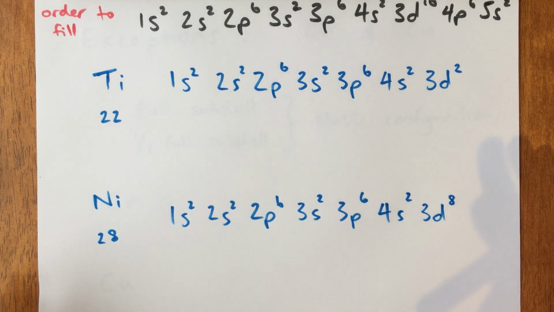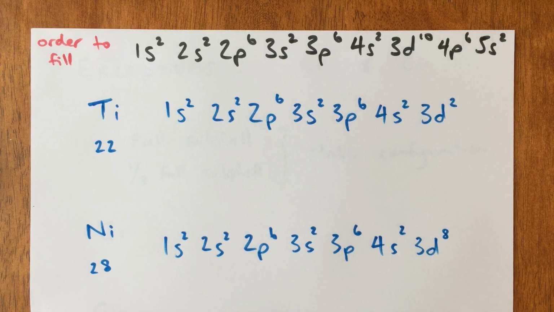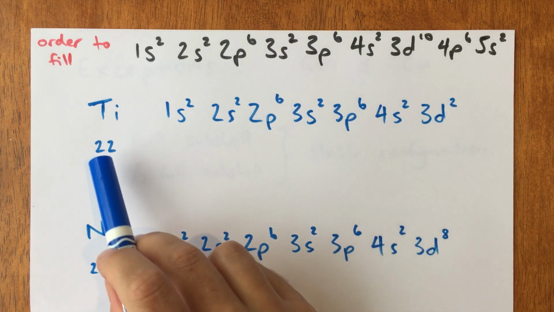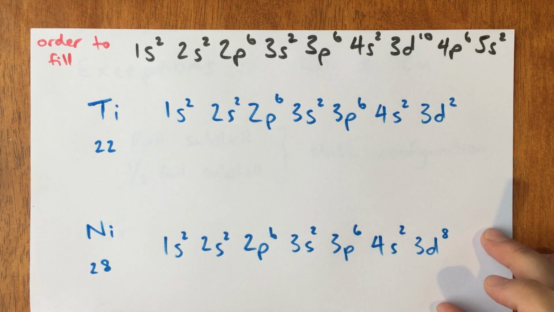So you can see it's the same general idea as what you've done in the past, but it's a lot more specific. The easiest way I find is to memorize the order that you fill the electrons in, and then you just go through and count how many you've got and put them in the correct place in that sequence.